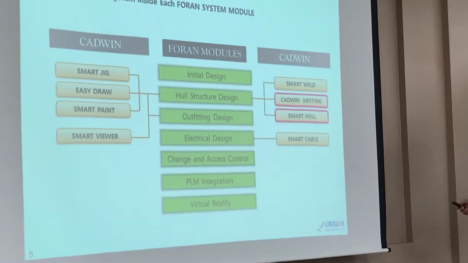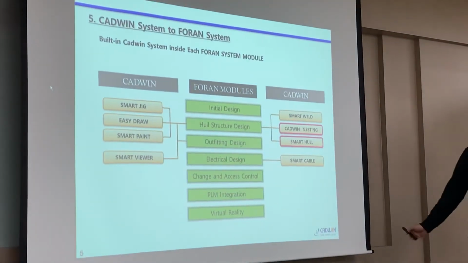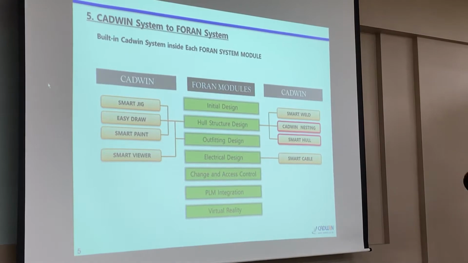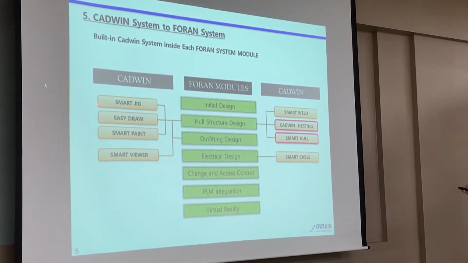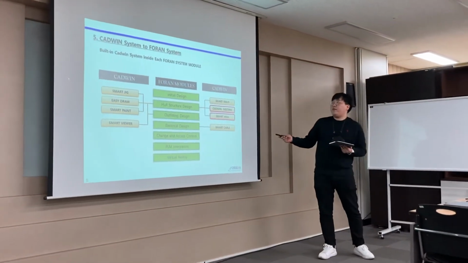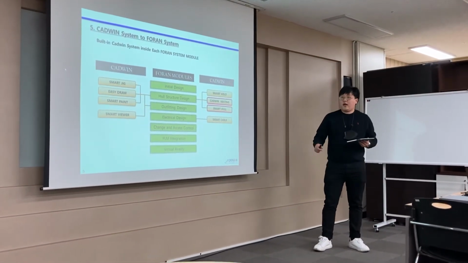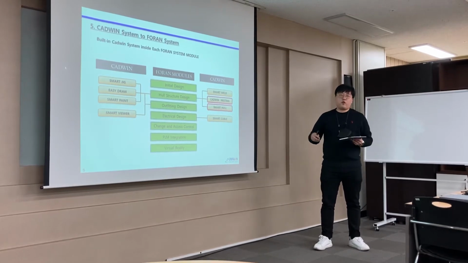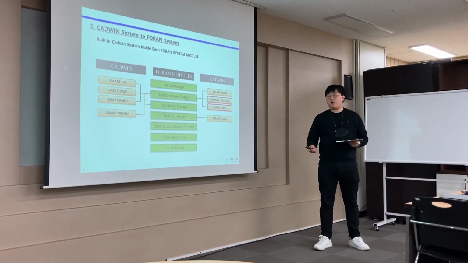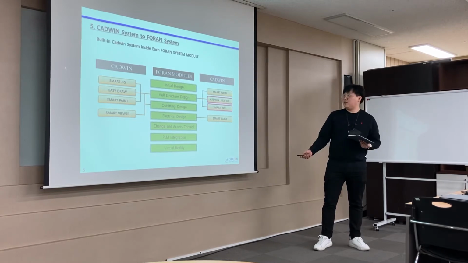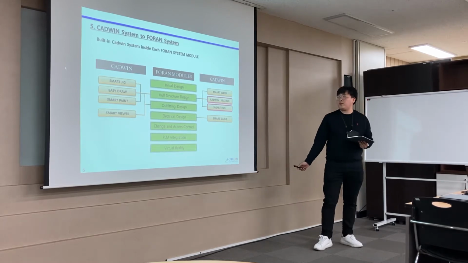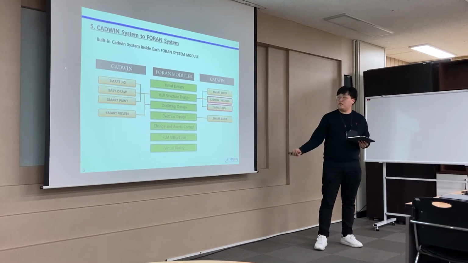Next is Cadwin system into the Foran system. Some of these 8 Cadwin programs will be put into Foran modules that will be used for data extraction and for our newly made programs. For example, Smart Hull, Cadwin nesting, and Smart Hull will be used for hull structure, Smart Cable for electrical designs, and so on.